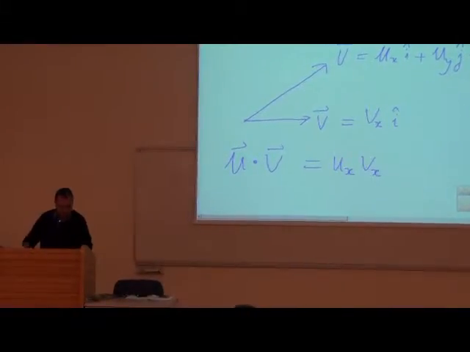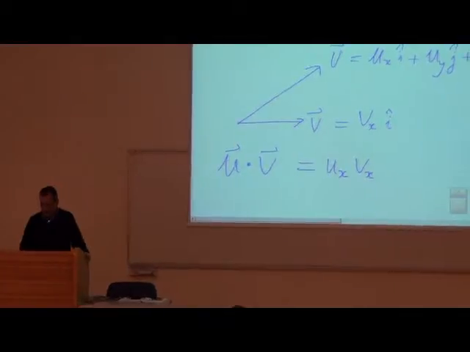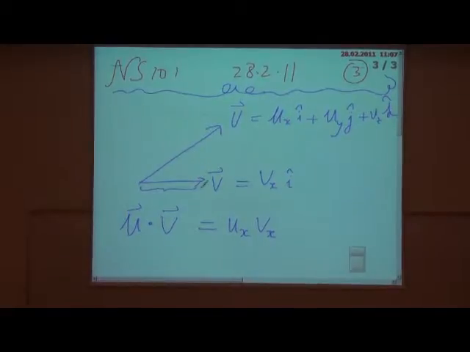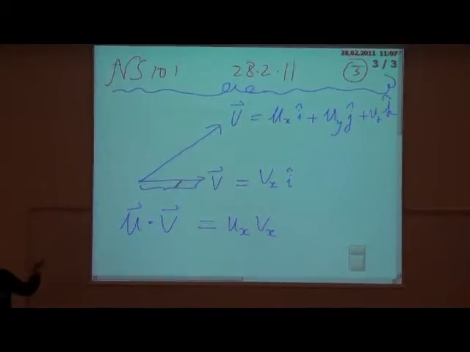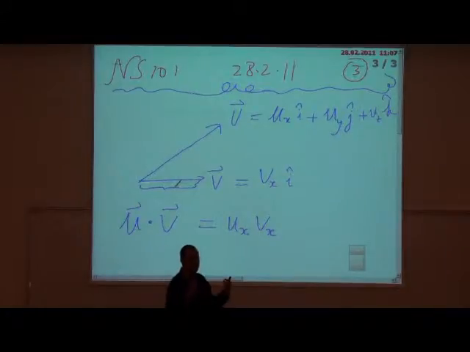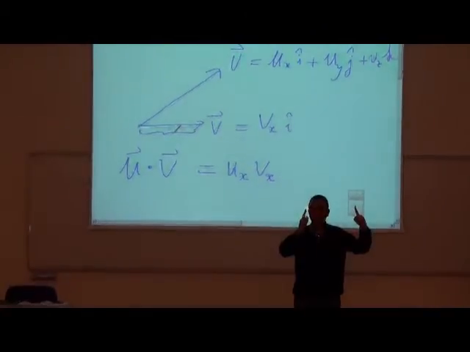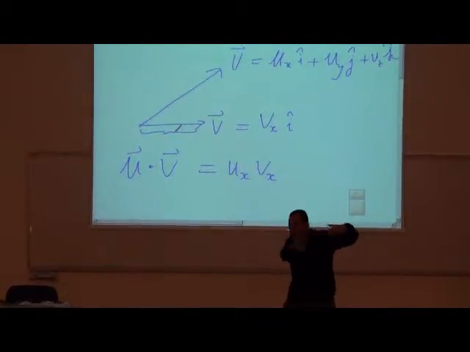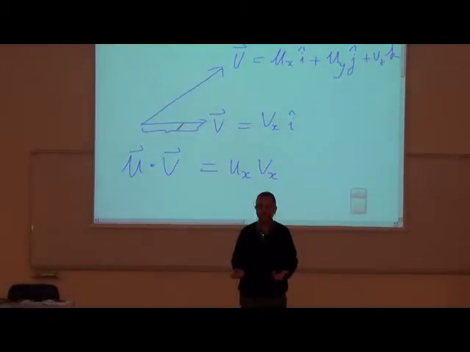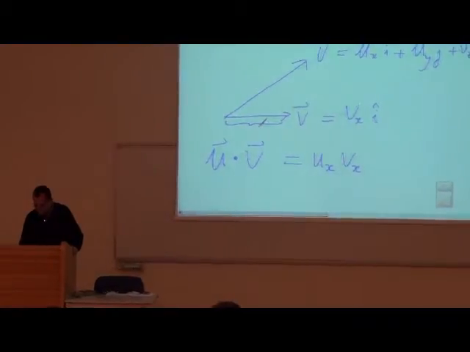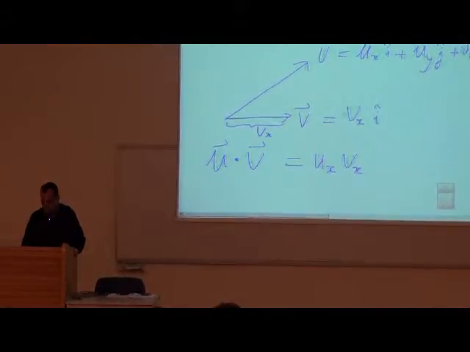Now let me look at the picture and see what this means. The length of the v vector, remember we learned last week, the length of the v vector is just, what was it? The square root of vx squared plus vy squared plus vz squared. In this case, vy and vz are 0, so the length of the v vector is just vx because the whole vector is lying along the x direction only. All right? So this here is vx.